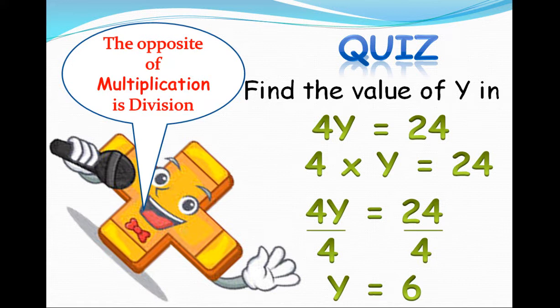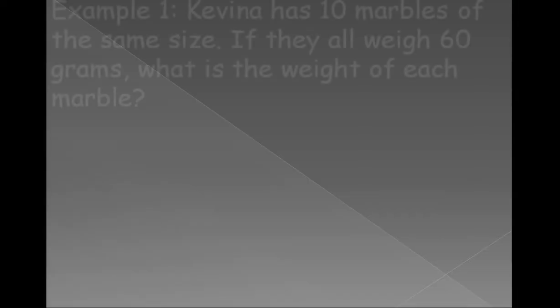Now you may ask the question: why are we not dividing both sides by 24? We are not doing that because 24 does not carry a variable. The number very close to the variable is what we are going to use to divide both sides. Now let's see if our answer is correct. 4 times 6 gives us 24. Right?